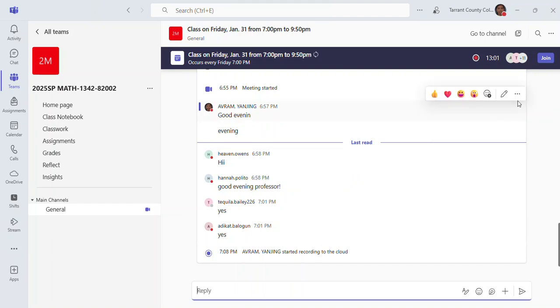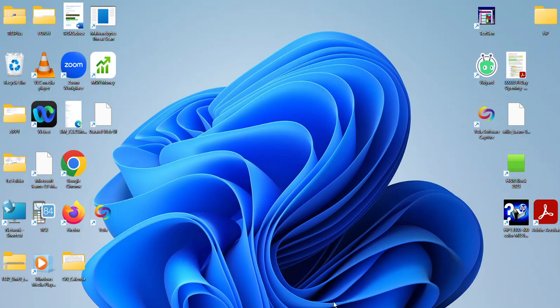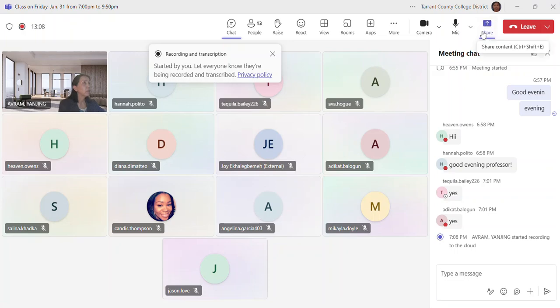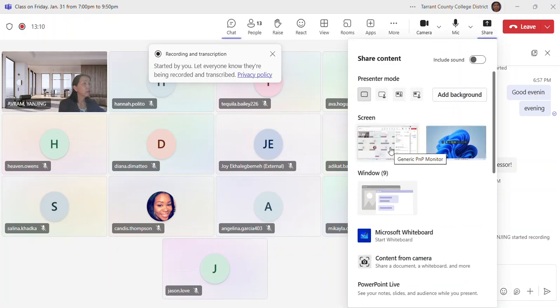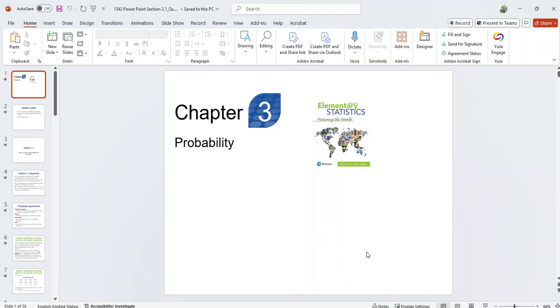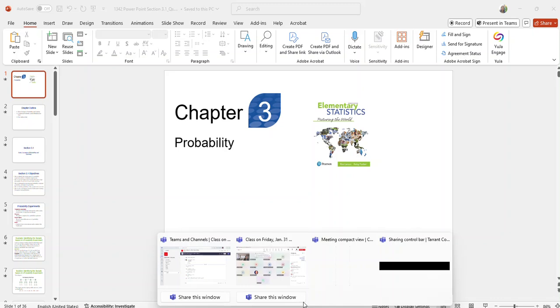Okay, all right, let me share my screen. Okay, can everyone see my screen now? Can everyone see the screen? Yes. Okay, all right, good.